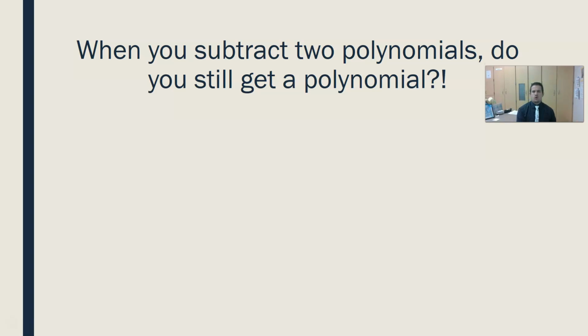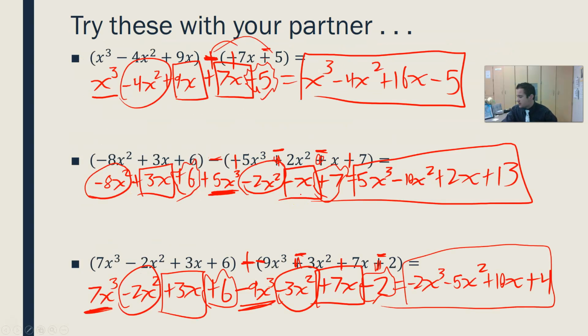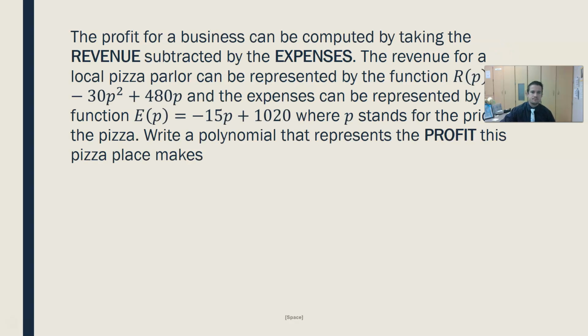So just to double check, with all these problems that I've done so far, when I subtracted those two polynomials together, did I still get a polynomial? So let me go back here. When I did all these subtraction problems, did I still get polynomials? Well, yeah, it didn't change. I still have polynomials, still have variables multiplied by constants and taken to different exponents separated by addition and subtraction. That's what a polynomial is. So when I subtract two polynomials together, yes, I still get a polynomial.